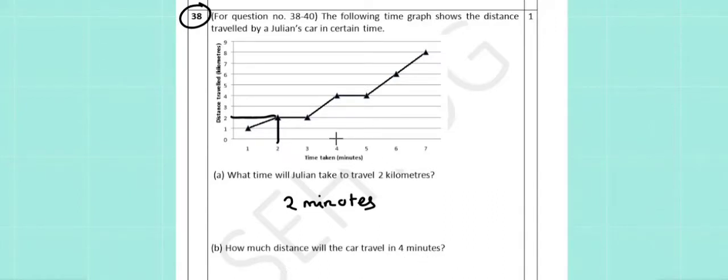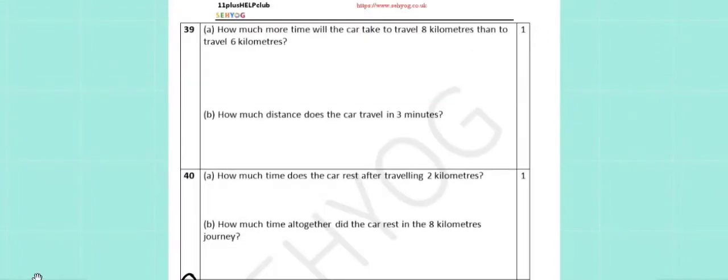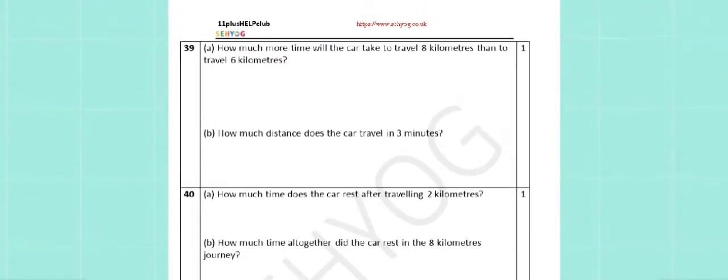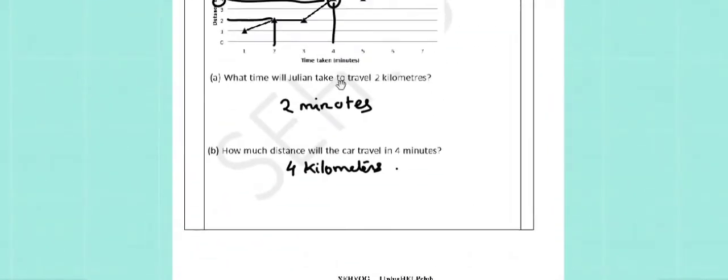Again, for how much distance the car travels in 4 minutes, against the 4 minutes we are plotting, we are looking at the point on the graph, and on the vertical axis we have it against 4 kilometers. So, the car travels 4 kilometers in 4 minutes. Now, in the next question, how much more time will the car take to travel 8 kilometers than to travel 6 kilometers? So, we are going to look at both the times taken.